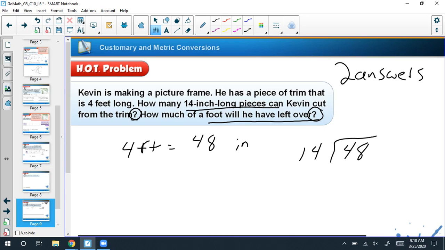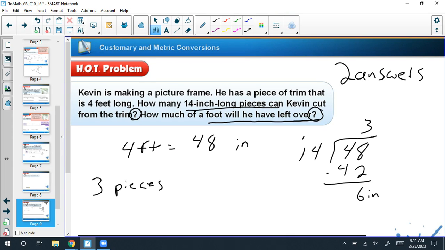And 14 will go into 48, let's see, 3 times. So 3 times 4 is 12. 3 plus 1 is 4. So I subtract, and I have 6 inches left over. So for the answer to my first question, how many 14-inch long pieces can Kevin cut from the trim? We can cut 3 14-inch long pieces.